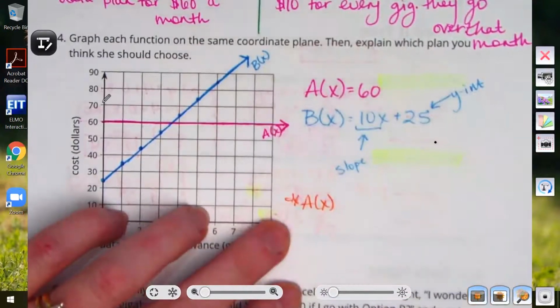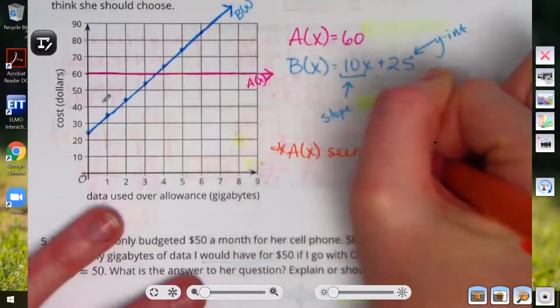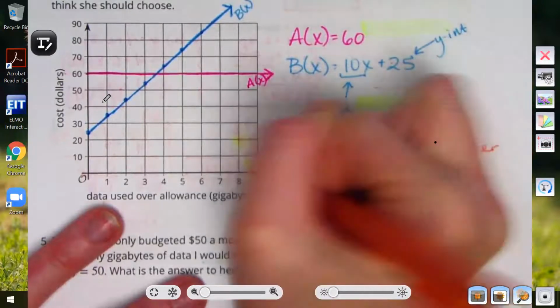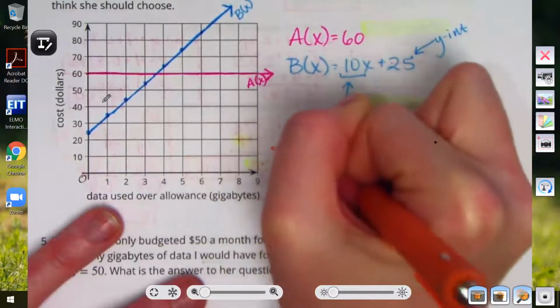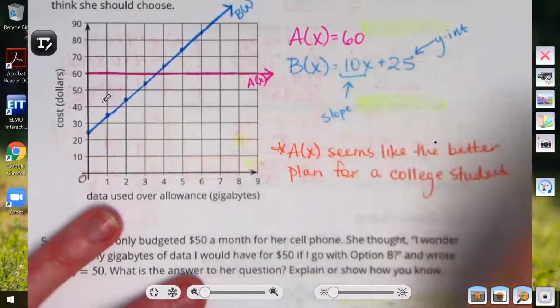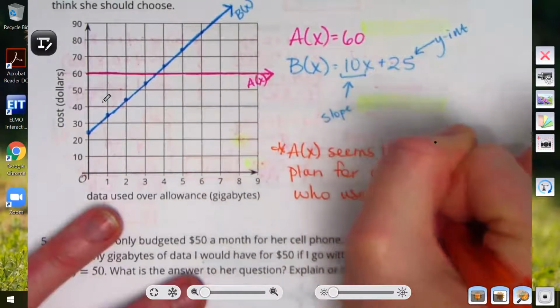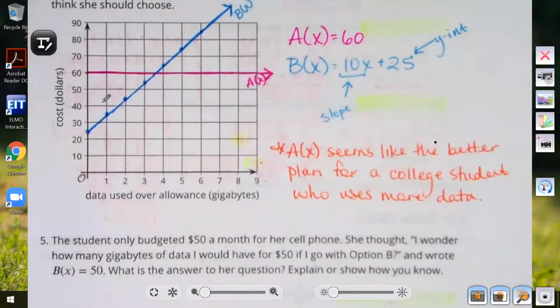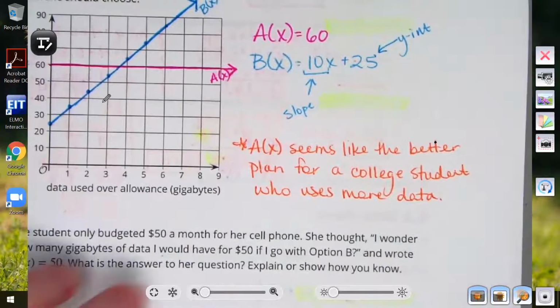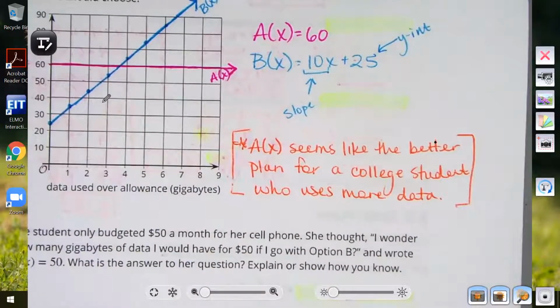A of X seems like the better plan for a college student who uses more data. Give me a thumbs up when you've got that written down.